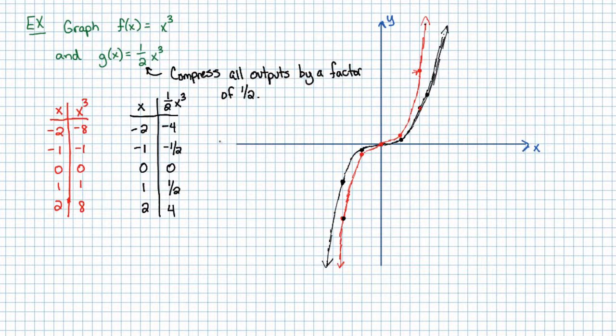Which I don't know if I 100% agree with, but if that's what your textbook says, that's what you go with. And I've seen it written where it's compressed by a factor of 2, and I agree with that as well. Because when we talk about compressing something, generally we say we're going to compress it by a factor of 2. It means it's half its original height. So it's kind of implied in the statement. But compress all outputs by a factor of a half is perfectly fine here.